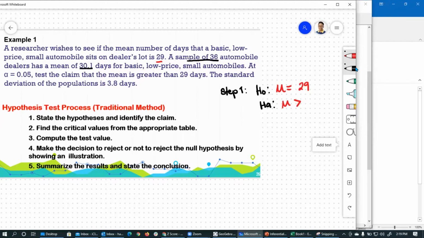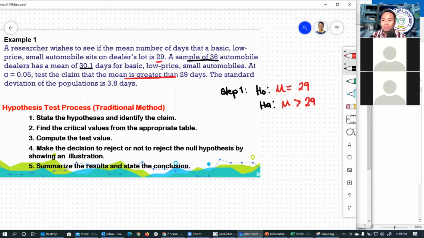You're already good that you are able to choose greater than, Alyssa. That's already good. I believe Alyssa chose the greater than because of this statement here: the mean is greater than 29. So I hope you guys understand why not 30.1, but instead it's 29.